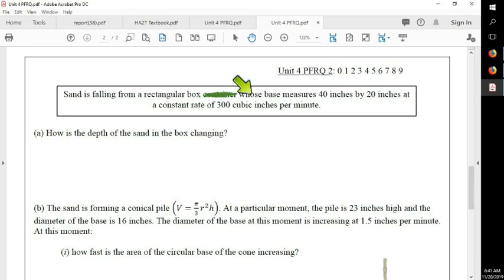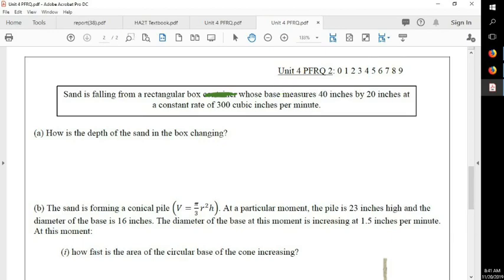All right. Whose base measures 40 by 20 inches. Wait. At a constant rate. Wait. Sand is falling. Oh, it's falling at a constant rate of 30 cubic inches per minute.